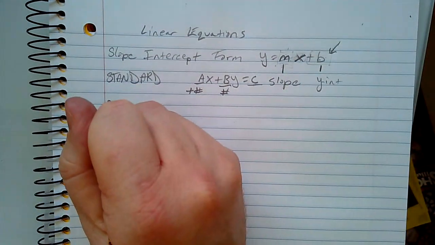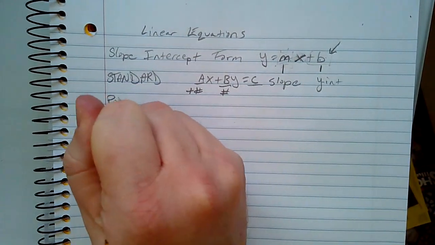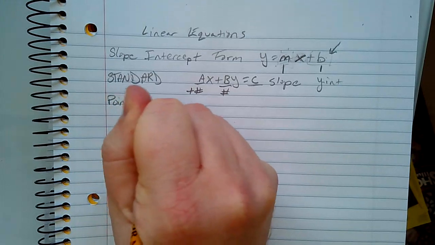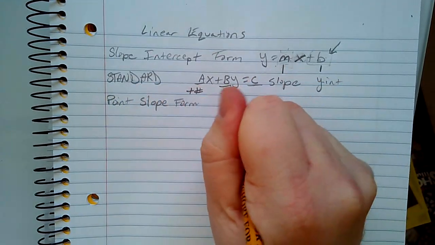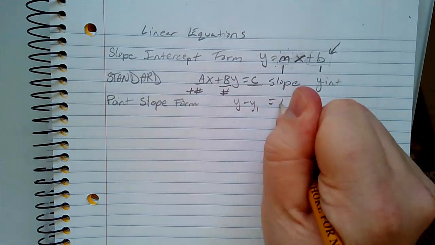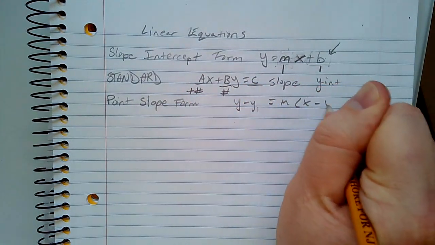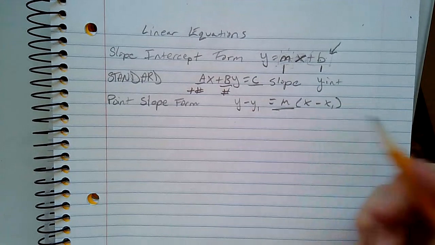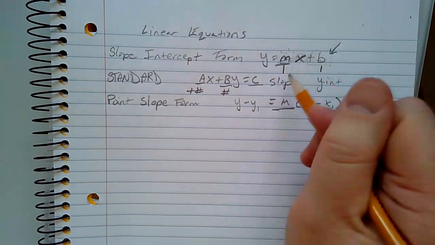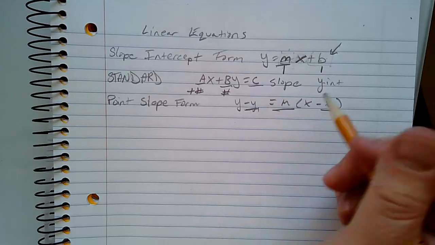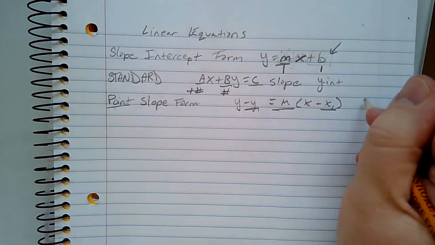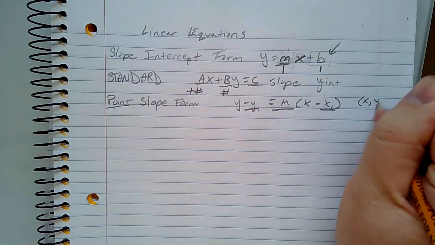We also have something called point-slope form. And this is y minus y1 equals m times x minus x1. Now you may remember m. M is from up here. They both mean slope. The x1 and the y1 just represent the point. Every point will have an x value and a y value.